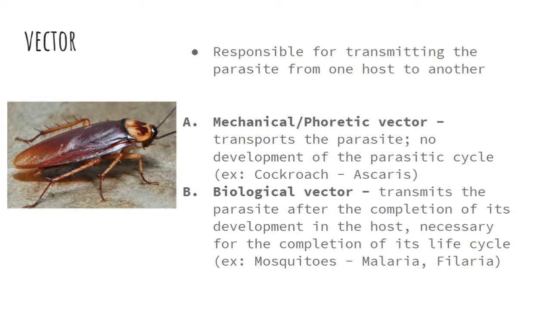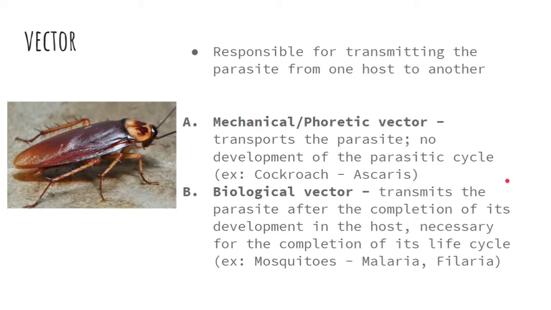Vector can be categorized into two. Number one is your mechanical or phoretic vector, which again transports the parasite, but there is no development of the parasitic cycle or the life cycle. So, mechanical again or phoretic vector, no development of the parasitic cycle. A good example of your mechanical or phoretic vector is your cockroach. Ayan, si cockroach po is a mechanical vector of your Ascaris.